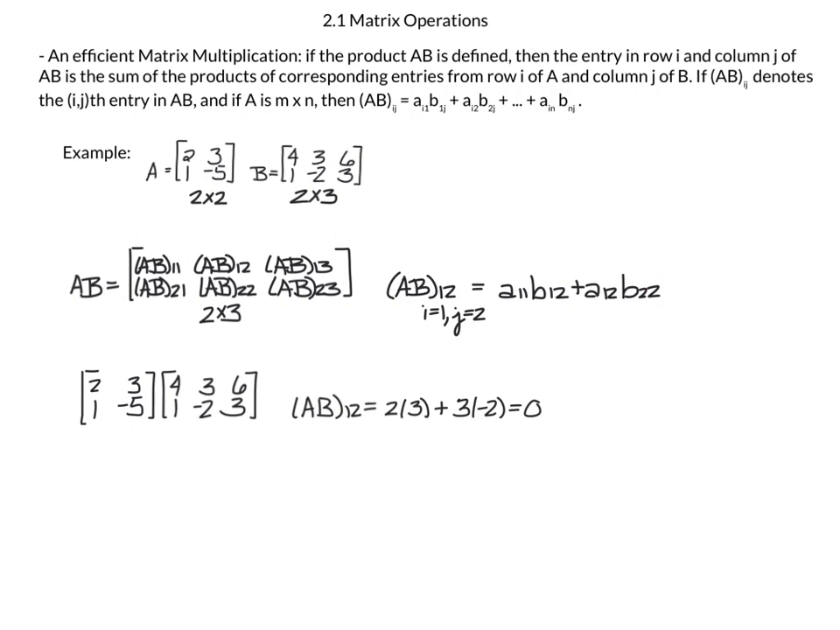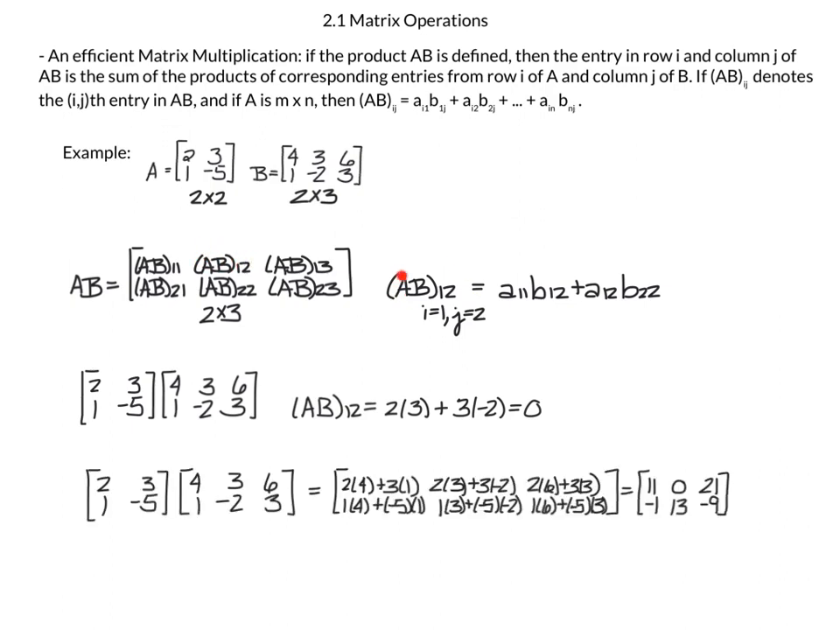So that's going to be, coming down here, A of 1, 1, that's A of first row, first column, that's 2. A of 1, 2, that's first row, second column, that's 3. And then B of 2, 2, second row, second column, that's negative 2. So our answer is 2 times 3 plus 3 times negative 2, which is 0. So our AB of 1, 2, this entry here, should be equal to that.